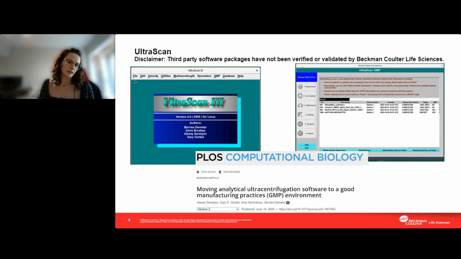Throughout this presentation, the software that I did the analysis on was Ultrascan. There are several other software packages that can be used to analyze your AUC results. Depending on what you want to do and what you're looking at, they all have their cons and their benefits. But for this one, I used Ultrascan, which is working on helping to move the software towards a more GMP environment, which can be found in the paper highlighted at the bottom here.